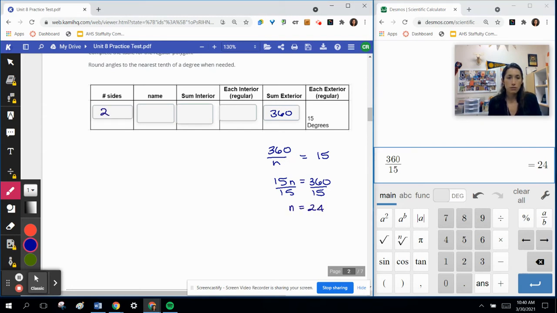So now we have 24 sides. We call that a 24-gon. And the sum of the interior, remember, is 180 times the number of sides minus 2.